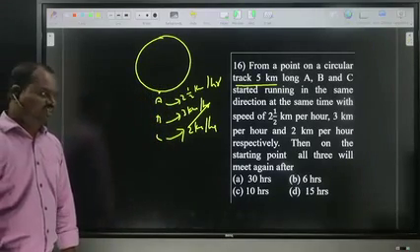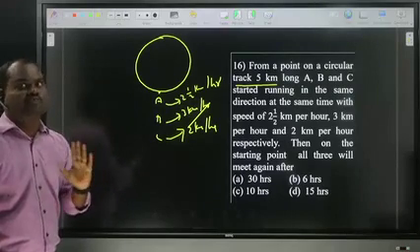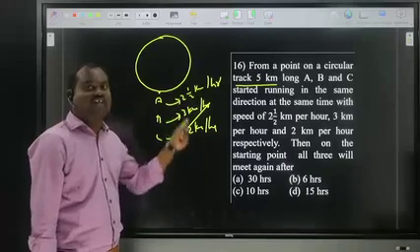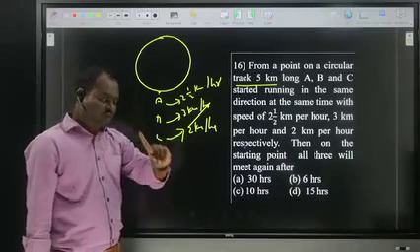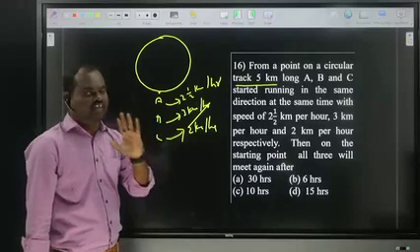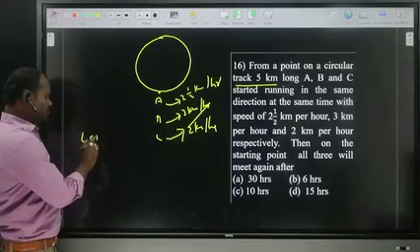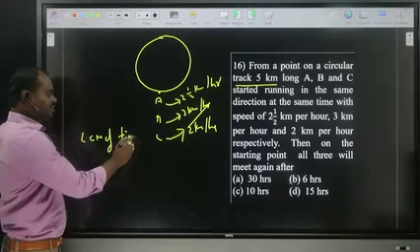What I said: in this kind of question, we need to find the LCM for the timings. We don't find it for the speeds. These are the speeds. For these we should not find the LCM. LCM we should find for the timings. Okay? That means LCM of timings.